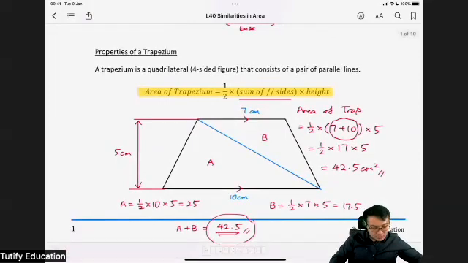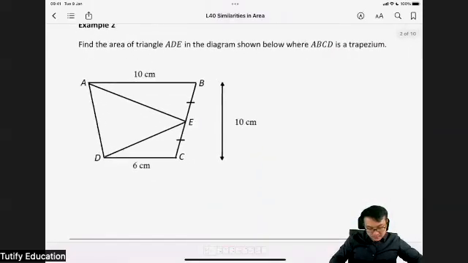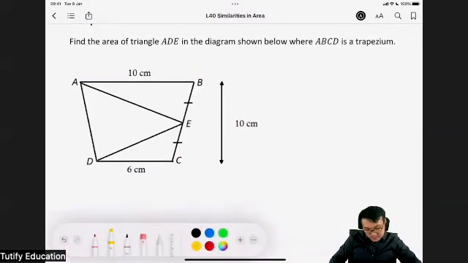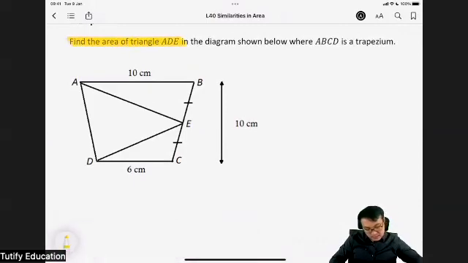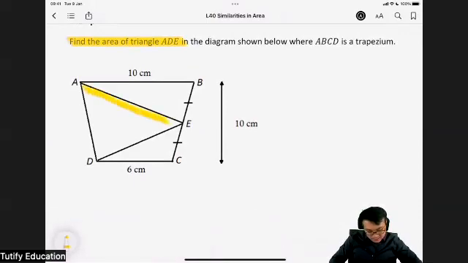So now let's try to do a question that involves a trapezium. All right, let's take a look. This one. Okay, the question is asking you to find the area of triangle ADE. So they are asking you to find the yellow triangle.